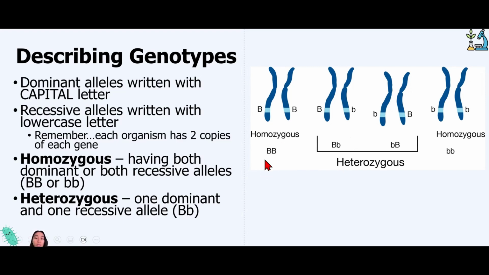And again, with the homozygous, you can go further and say homozygous dominant, meaning that this individual has both copies of the dominant allele, or homozygous recessive, they have 2 copies of the recessive allele. And then with heterozygous, you just have to say heterozygous, and that's enough.